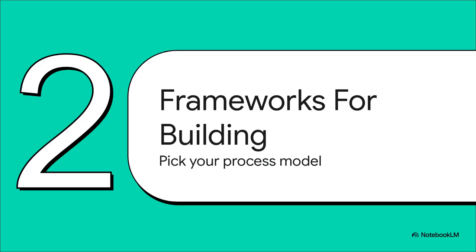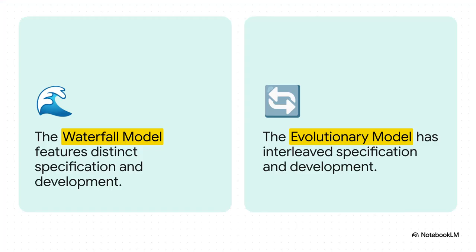Moving right along to Section 2, frameworks for building, picking your process model. Just like an architect picks a specific building method, software engineers use generic process models. And it's fascinating to look at the sharp contrast between 2 of the foundational ones. On one hand, you've got the classic waterfall model. This is super rigid, separate, distinct phases flowing downward from specification right into development. The catch? It's incredibly tough to change course once you've started.